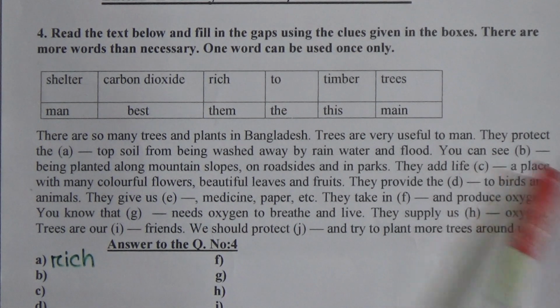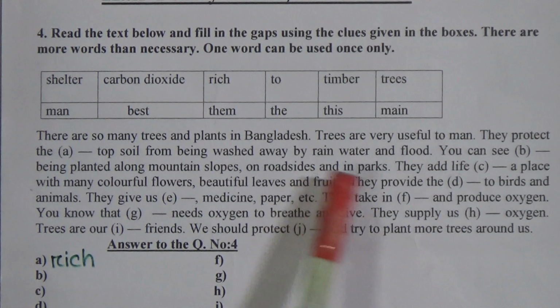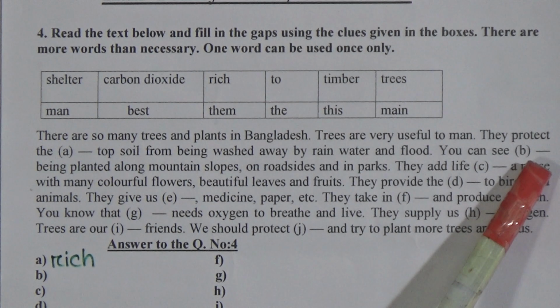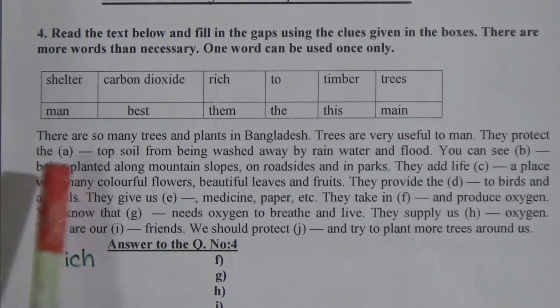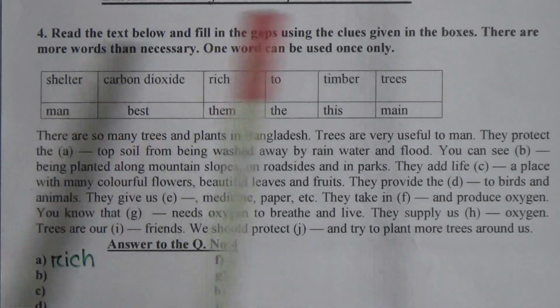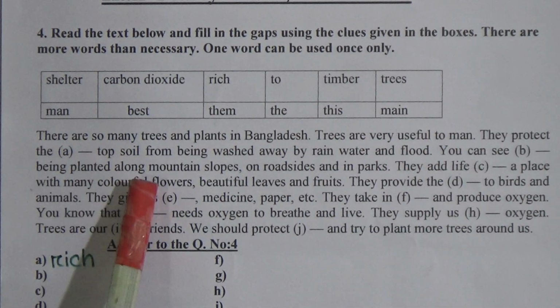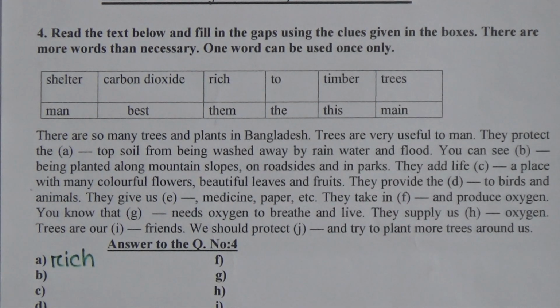You can see dash being planted along mountain slopes, on roadsides and in parks. So in number B, what will be the perfect word? You can see dash being planted. So which being planted? None other than trees. We have to choose the word trees. You can see trees being planted along mountain slopes, on roadsides and in parks. So in number B we have to write trees.